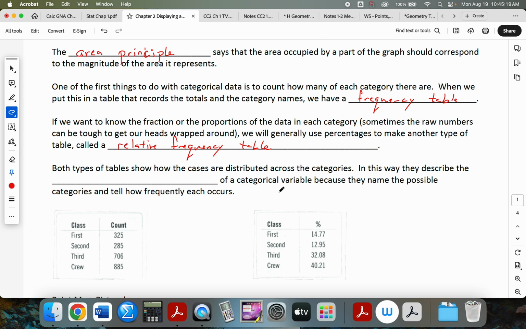So both types of these tables show how the cases are distributed across the categories. In this way, they describe the distribution. We're going to be greatly concerned with the distribution of a categorical variable, because they name the possible categories and they tell how frequently they occur. Okay, so how is this divided up?